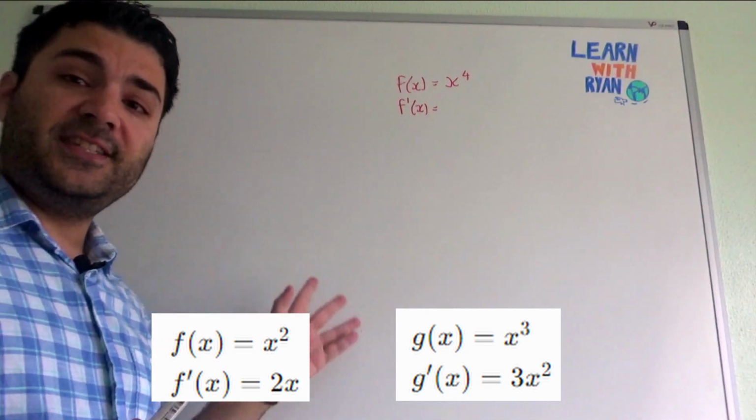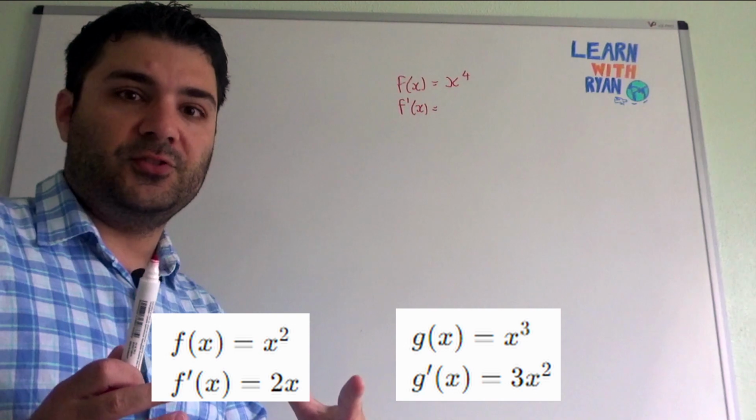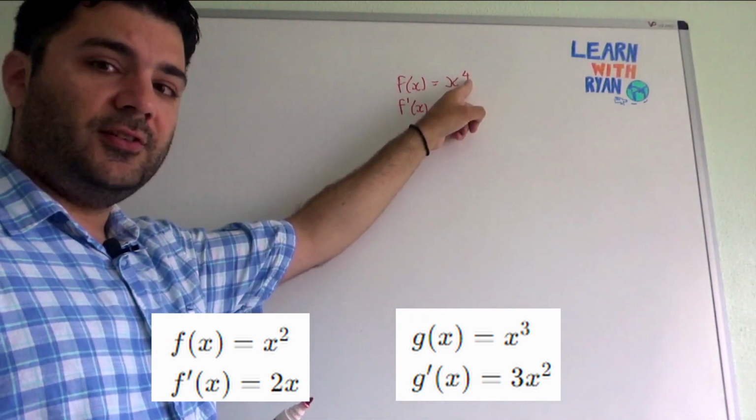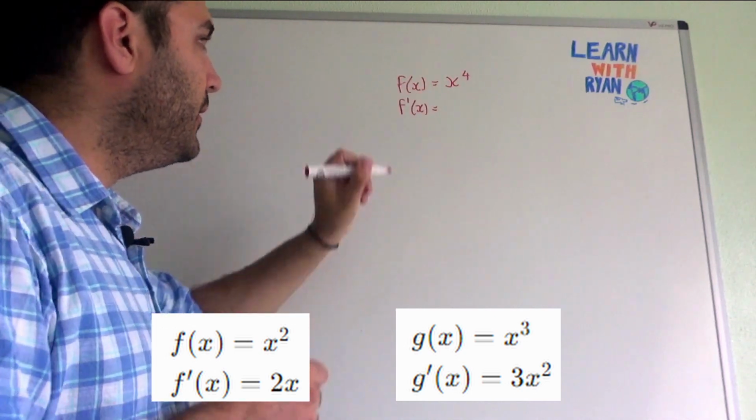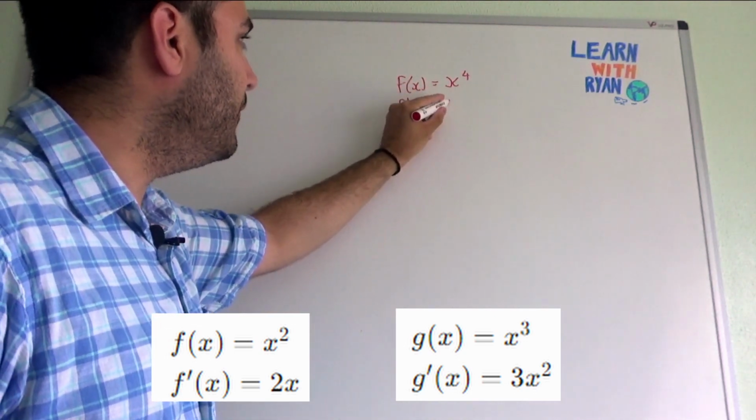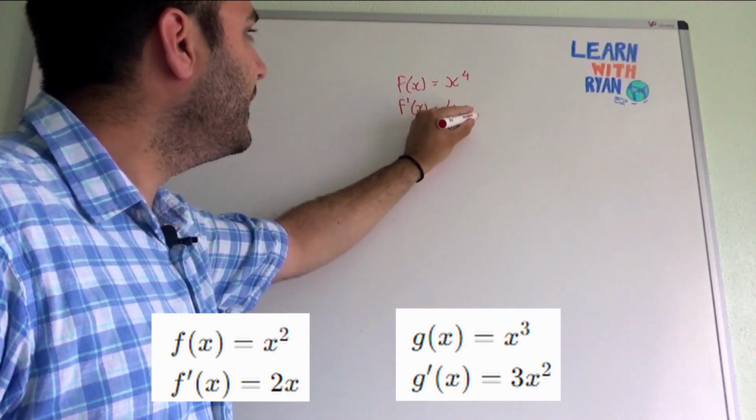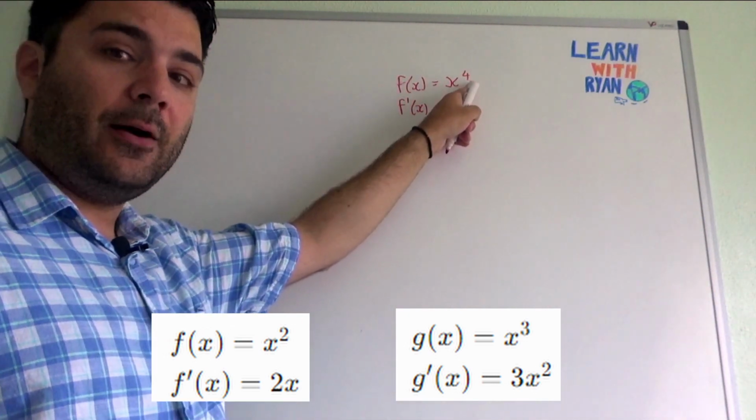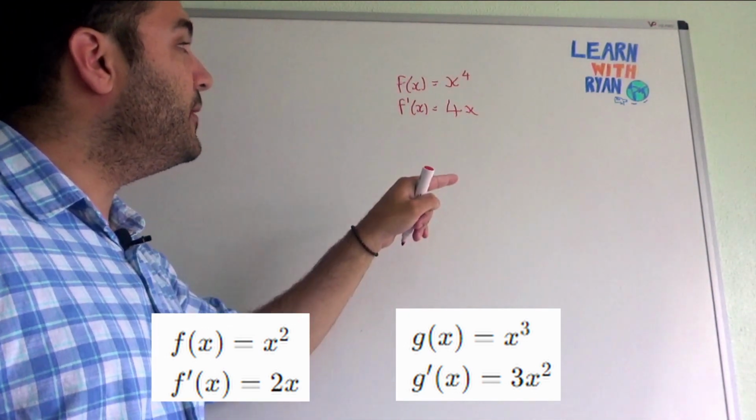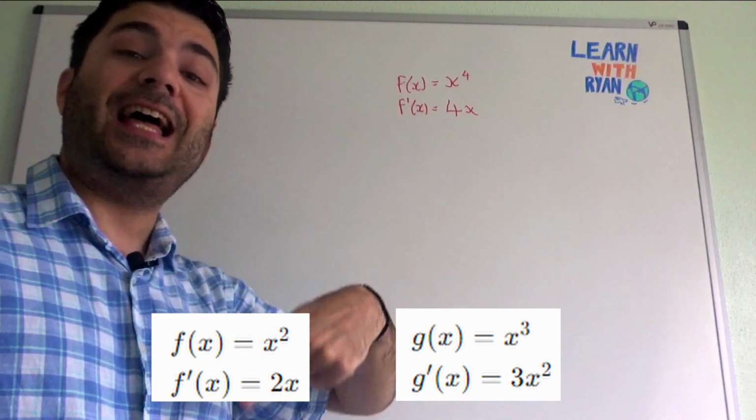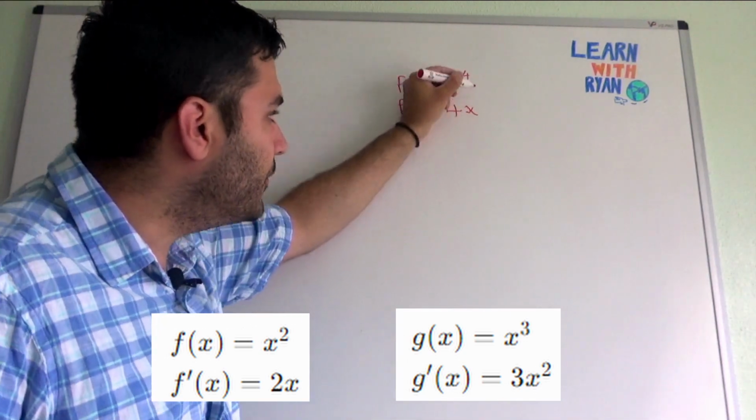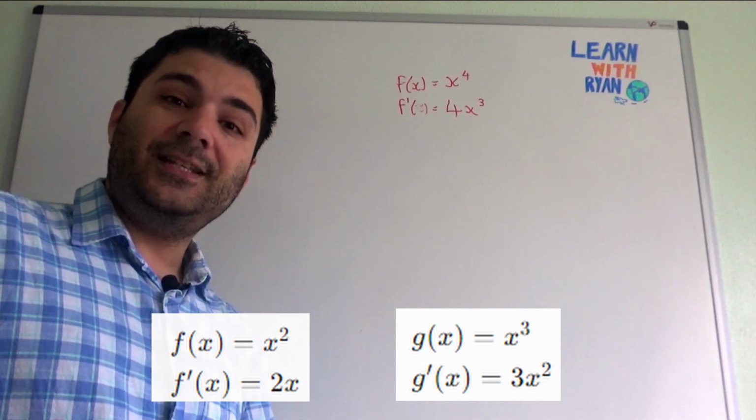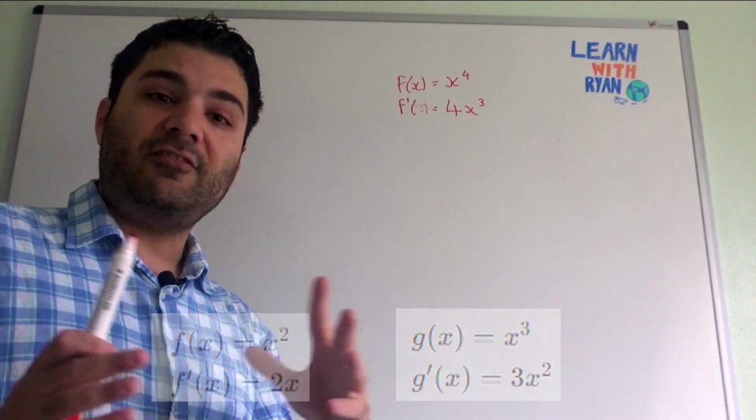Well, if we followed the same pattern, what you might have noticed is that we've brought the power down to the front. So in this case, with x to the 4, we've got 4x. And then what you might also notice is that we've decreased that power by 1. So instead of x to the 4, it becomes x to the 3. So we've got 4x cubed. And that's no coincidence.